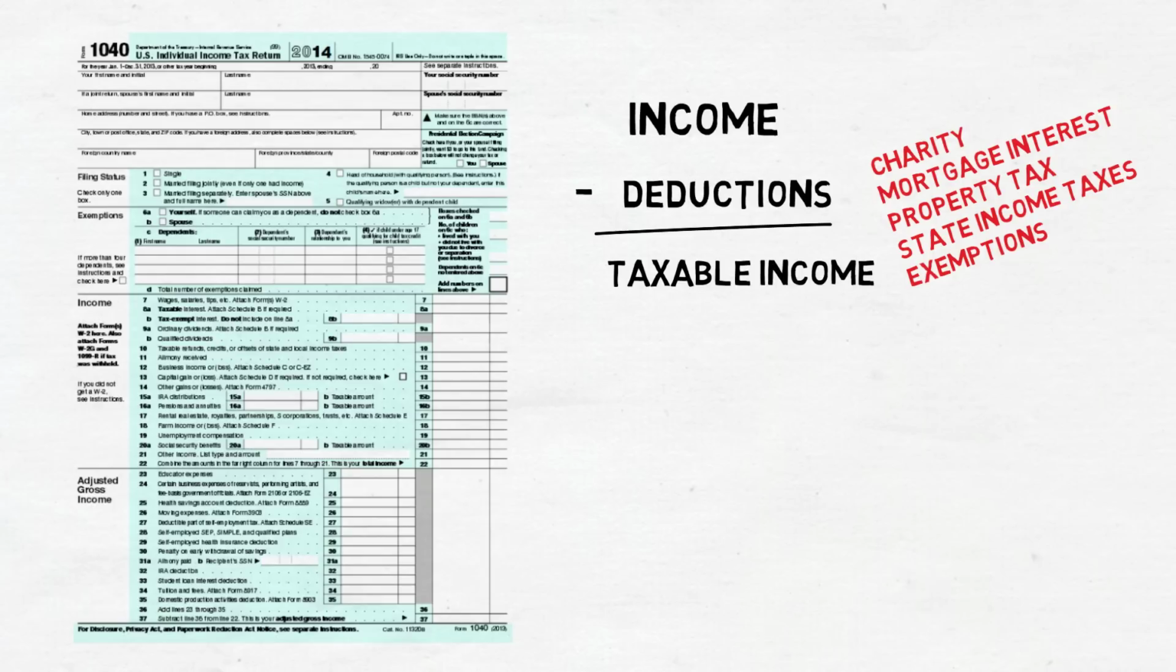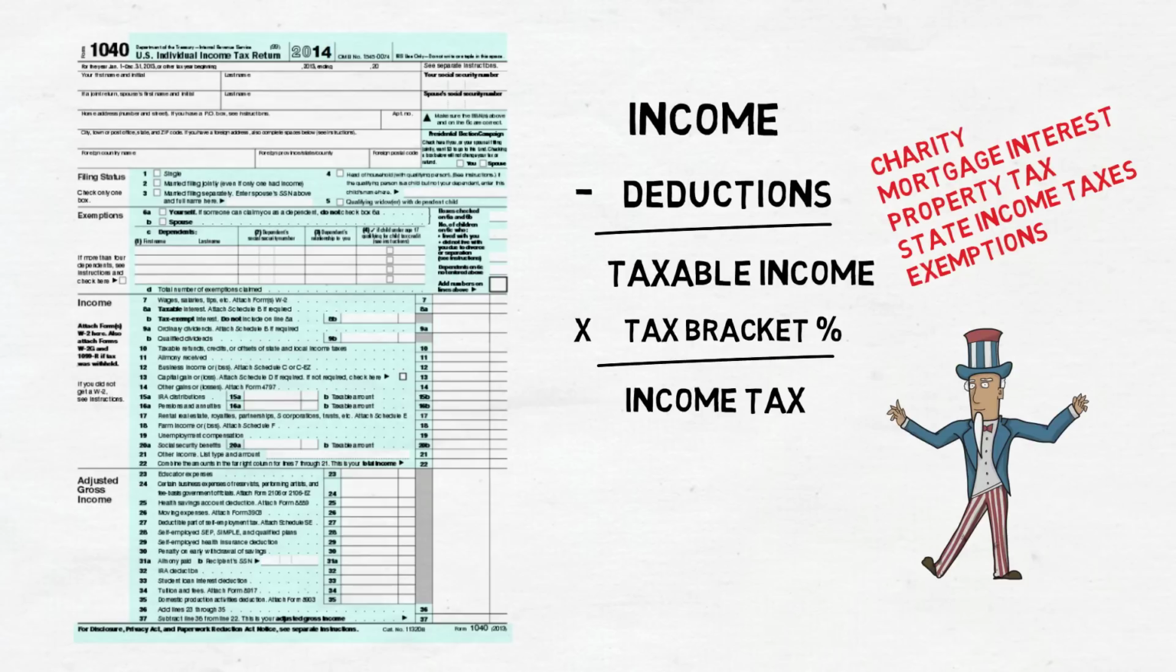You do this by taking your taxable income, multiplying this by whatever tax bracket you're in, and what comes out is the income tax that you actually have to pay. And this is the amount that the IRS makes their money on.